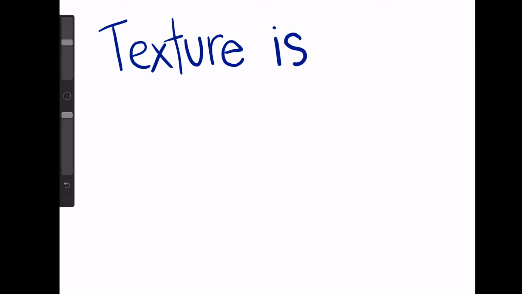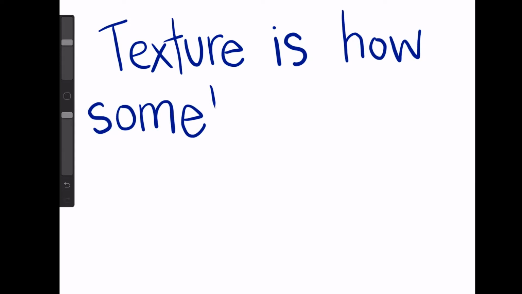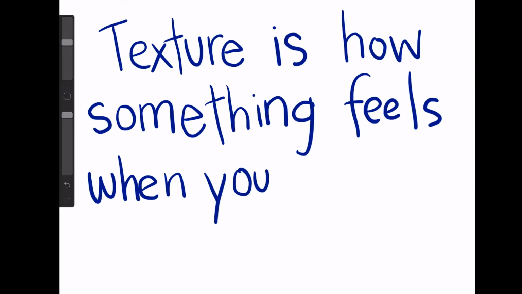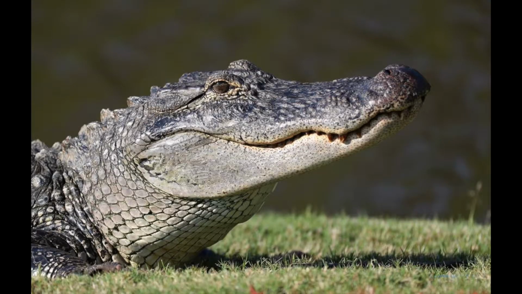Texture is best described as how something feels when you touch it. So in art, we can have something physically feel with a different texture, or you can draw a different texture in. You have a couple different options. We have a few examples here of things with different textures. If you were brave enough to touch the crocodile, how would that feel?